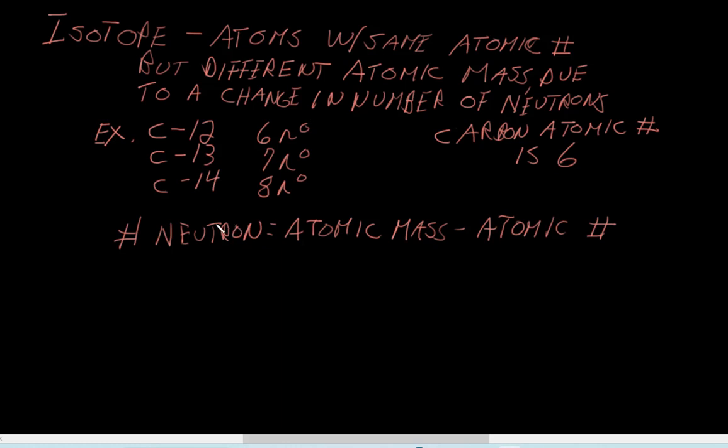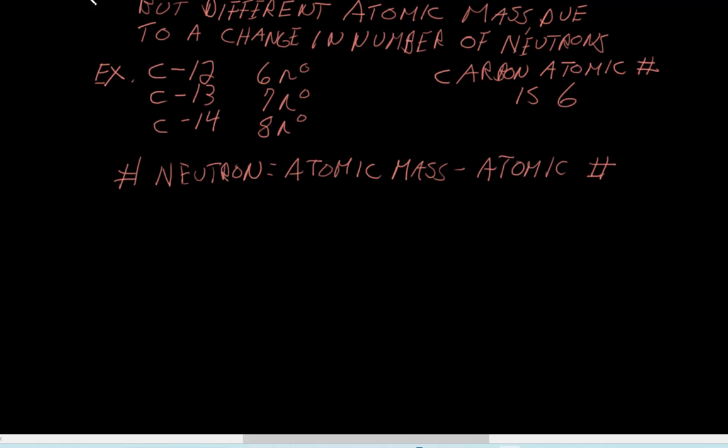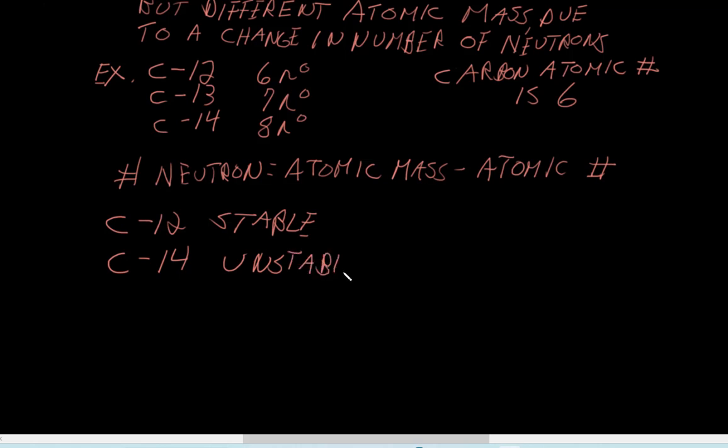Isotopes occur in varying amounts naturally, and some are more stable than others. So when we're looking at carbon, carbon 12 is a stable isotope. It means it doesn't decompose or is radioactive. Whereas carbon 14, which is used for a lot of determining the age of previous living things, is unstable. It goes through decay.